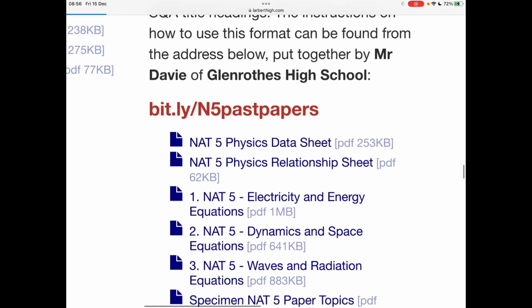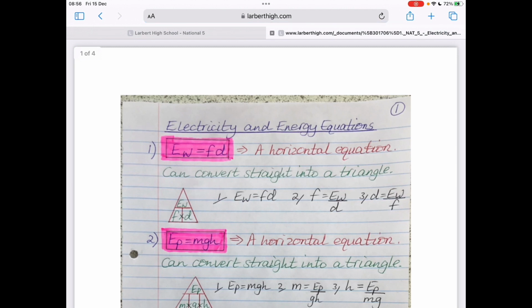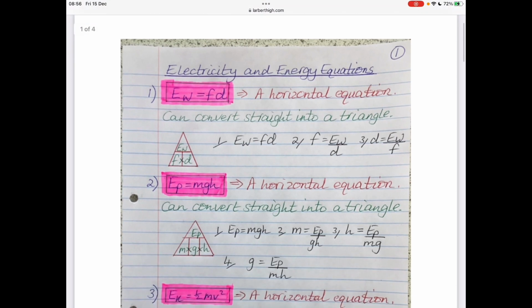Then if we scroll down a bit further, we've got numbers 1, 2, 3, where it says electricity energy equations, dynamics in space equations, and waves and radiation equations. So if we stick on the first one, electricity energy equations, this gives you every equation for that whole unit.